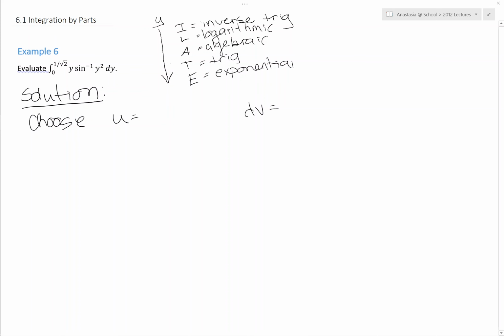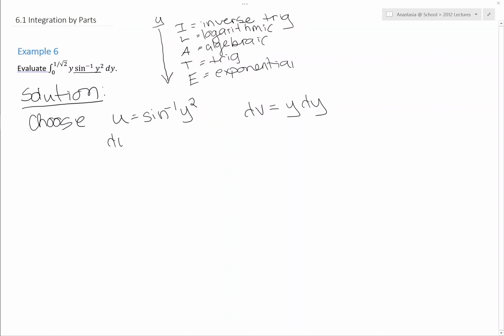So if you recall, we pick u moving down, which means that we're going to pick u to be inverse trig first. So we do have an inverse trig function in our integrand, which means that we're going to pick u to be that inverse trig function. So the arc sine of y squared, and dv will be everything else. So that is y dy.